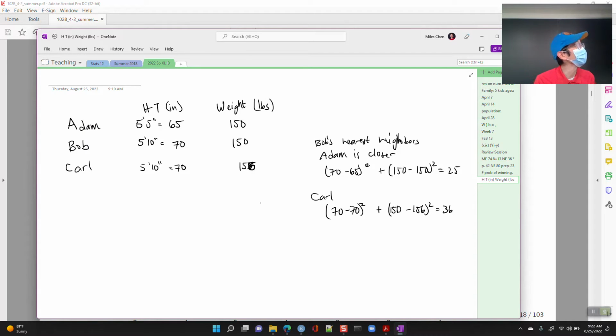However, I would argue that Carl is more similar to Bob than Adam is to Bob, right? So what's the conversion? Inches to centimeters conversion, just so we can.